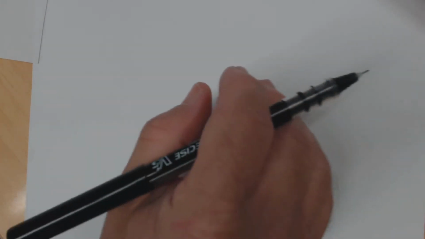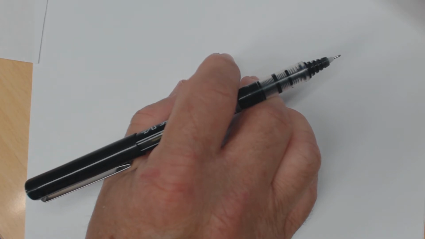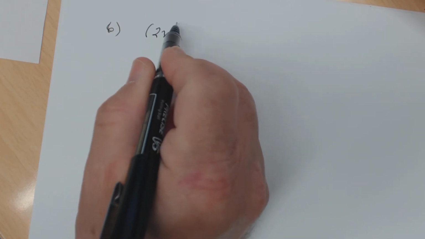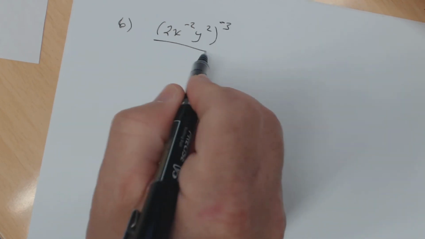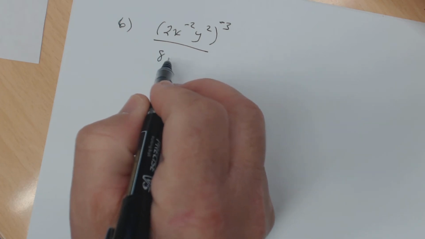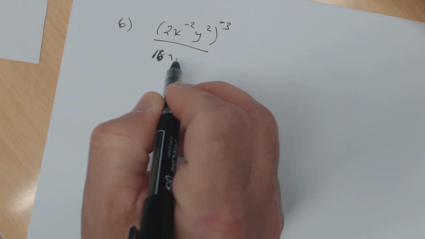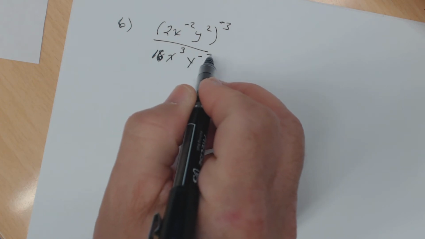Alright, and then let's look at, let's see. Alright, let's look at number 6. Okay, so suppose you had (2x^-2 y^2)^-3 divided by 8. Let's make it 16. 16, that's a 16. x to the third power, y to the negative third power.